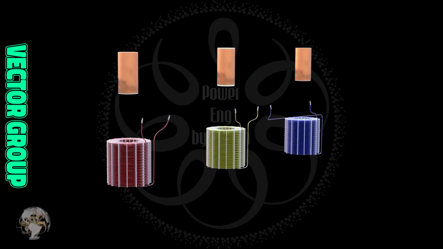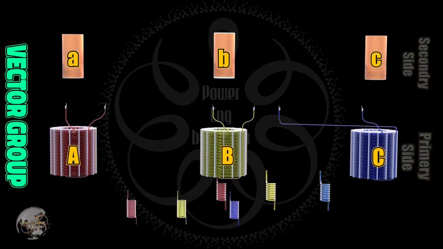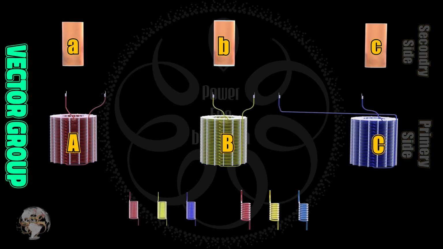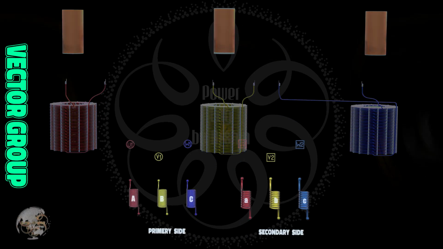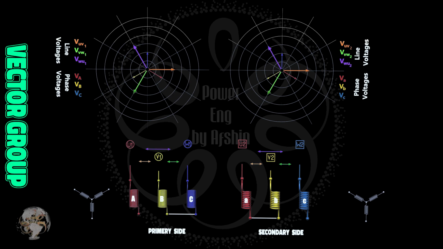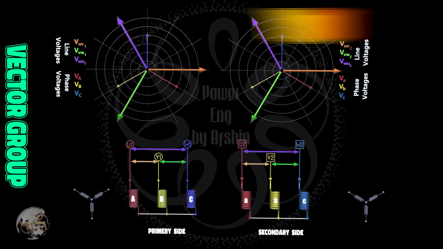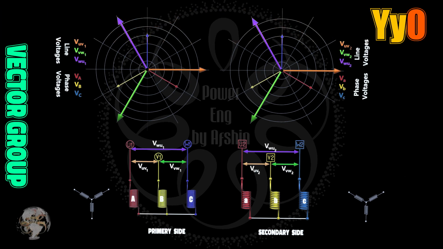Let us begin with the star-star or Y-Y connection. The voltage vectors of each winding on the primary and secondary sides are in phase. However, the corresponding line voltage vectors on each side may be different, depending on the winding connection.